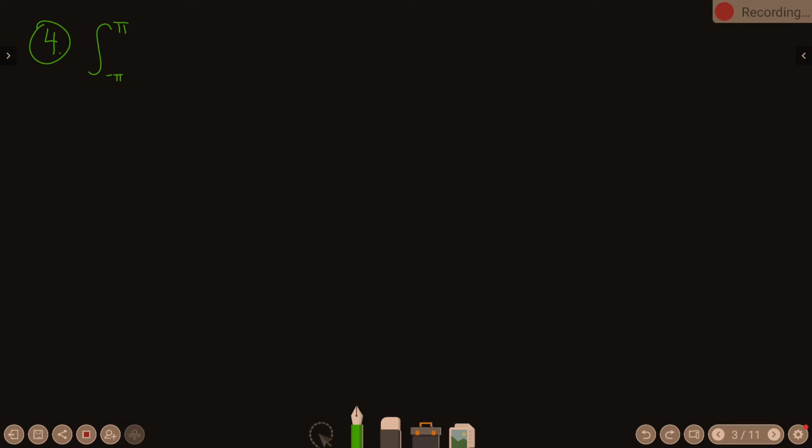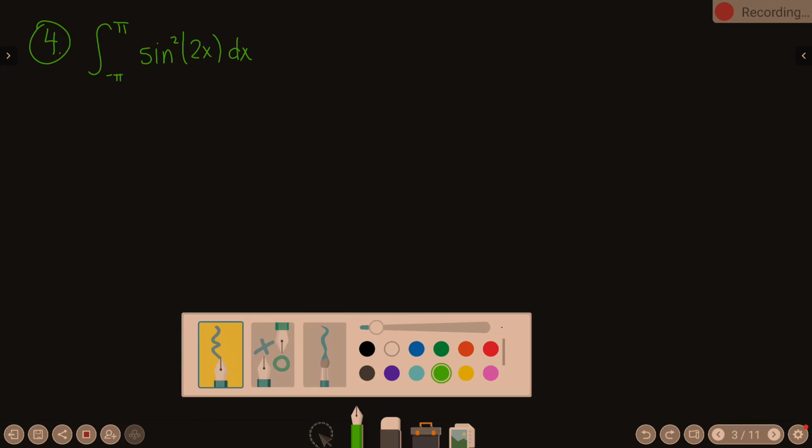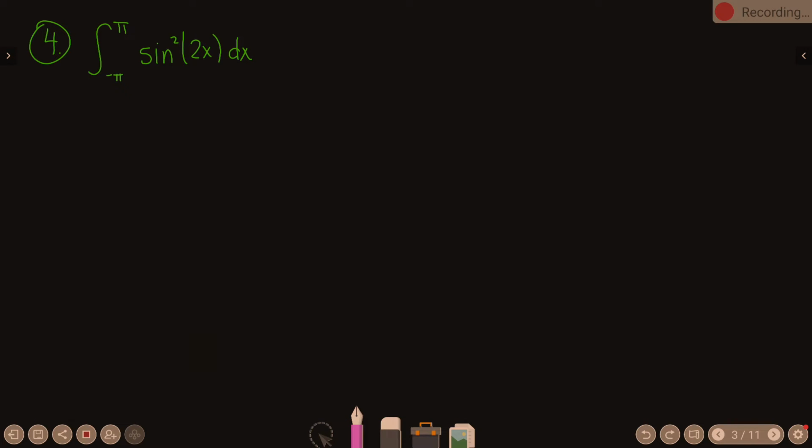So the integral from negative pi to pi of sine squared of 2x dx. Now, how do we integrate powers of sine when they're even powers? And we have 1/2 minus cosine, or 1/2 plus cosine.